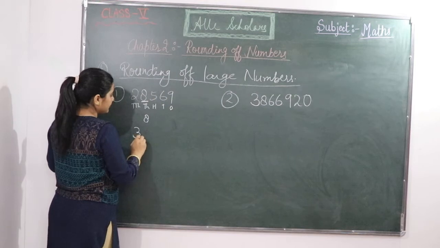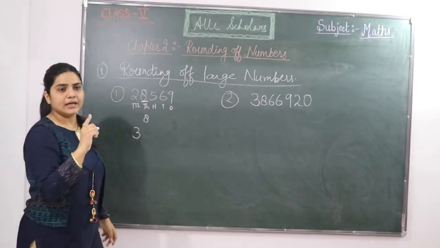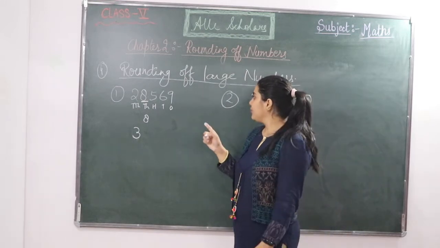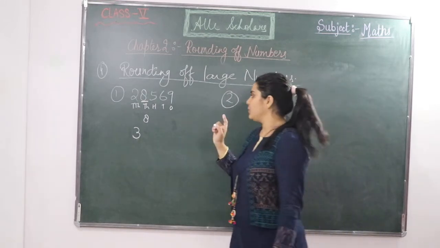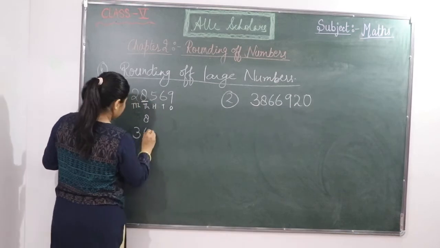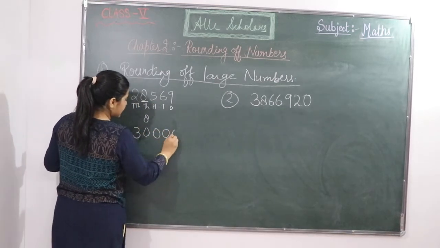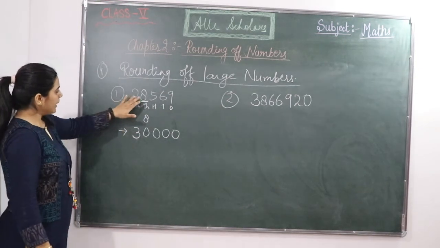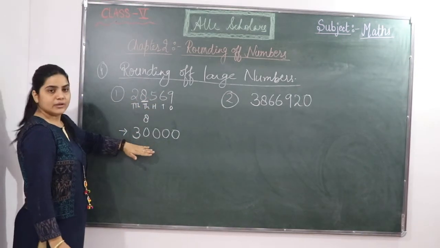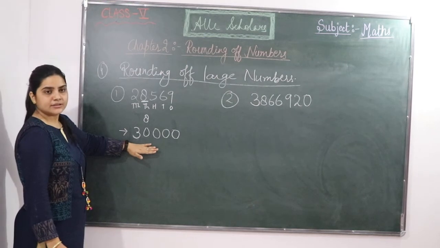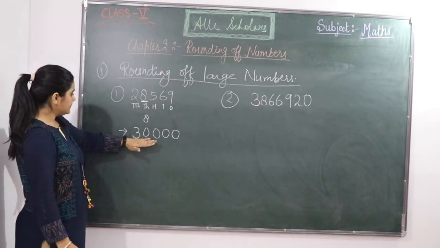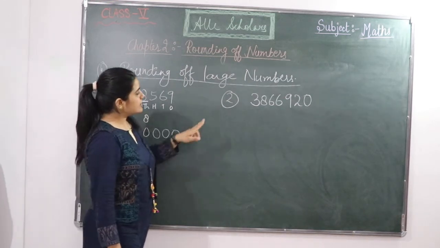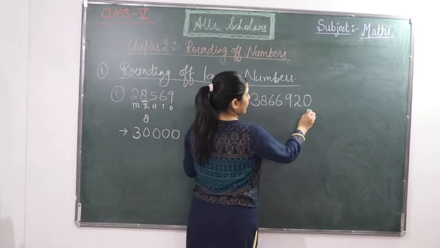And all the rest of the numbers we will replace by 0. So we will replace 8, 5, 6, 9 with 0. All replaced with 0. So 2, 8, 5, 6, 9 will give you the nearest number, 30,000. Now next we will see this number.